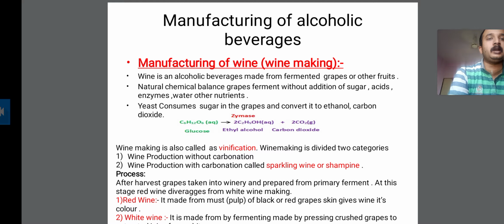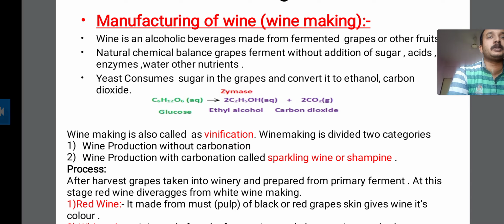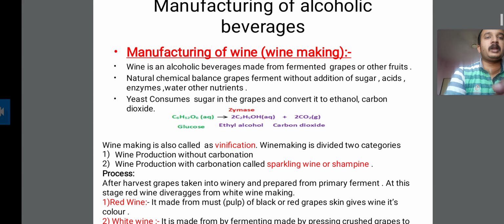That reaction says that you take glucose, and in the presence of zymase yeast it is converted to ethyl alcohol and carbon dioxide. That means you take an aqueous solution of glucose and, in the presence of zymase yeast, produce ethyl alcohol and carbon dioxide. Therefore wine making is also called vinification.